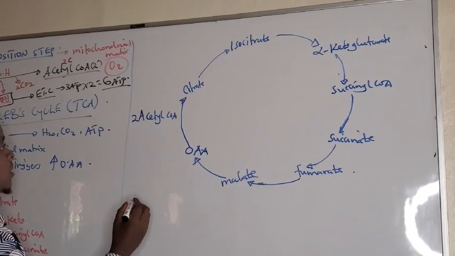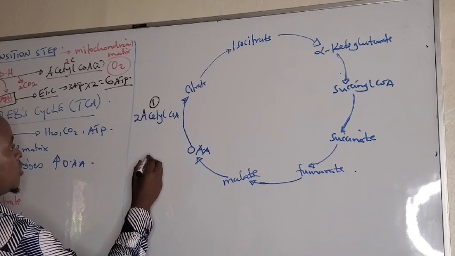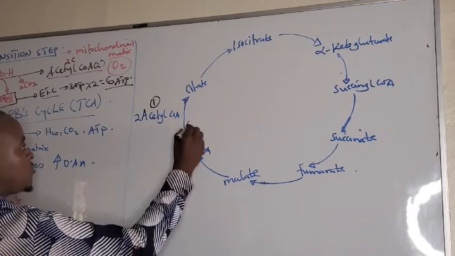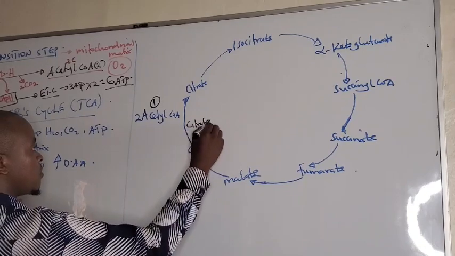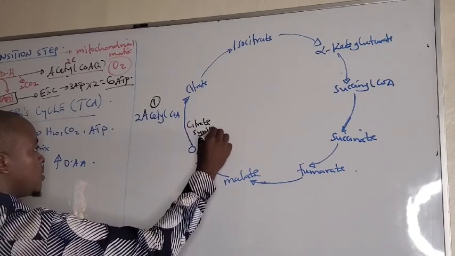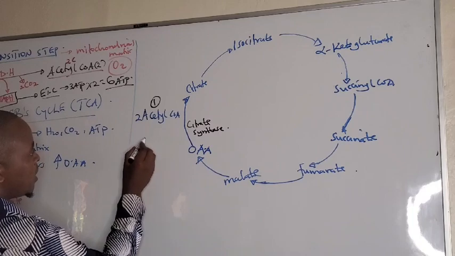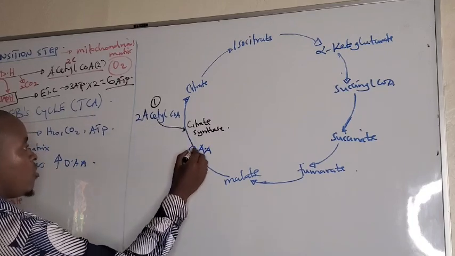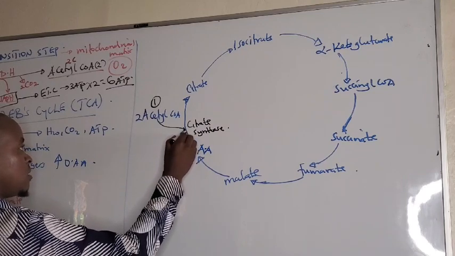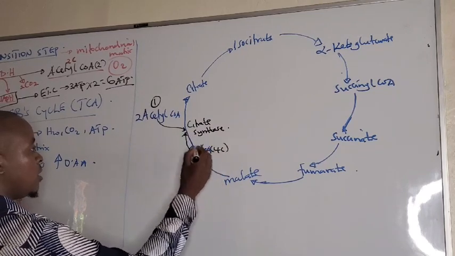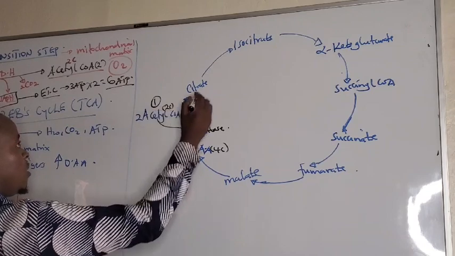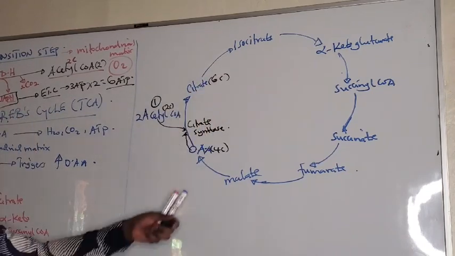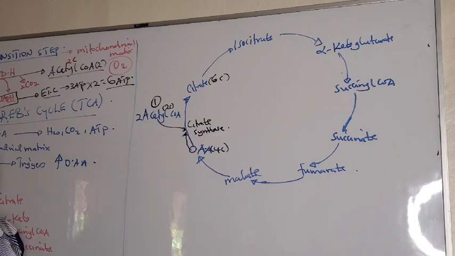And step number 1 in the Krebs cycle, we see it is a ligase. We need a ligase enzyme known as citrate synthase. Citrate synthase is the one that catalyzes the joining, whereby acetyl-CoA combines with oxaloacetate. This is a 4-carbon sugar. This is a 2-carbon sugar. We form citrate, which is a 6-carbon sugar, in the presence of citrate synthase.